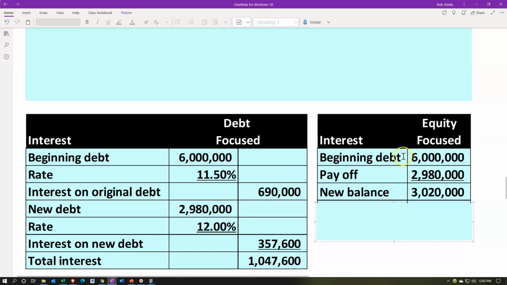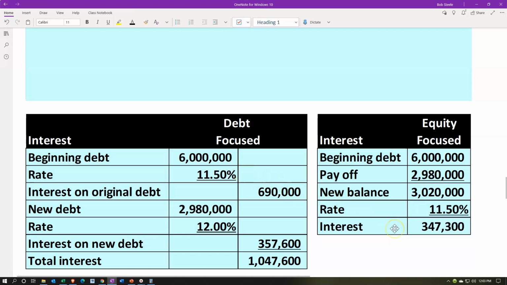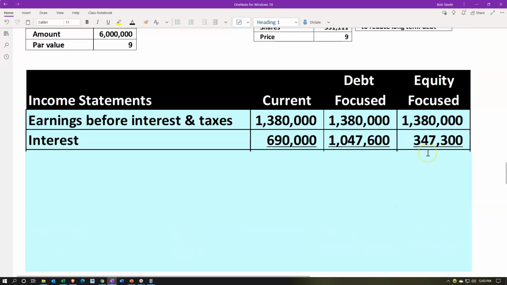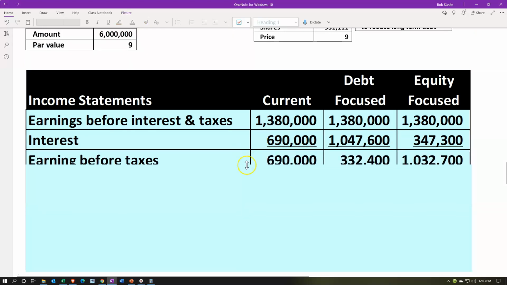And so if we take the beginning balance minus the payoff that we're going to be paying off the debt, that means our original debt is now down to 3,020,000. We're going to multiply that times the 11.5, which is the same rate on that original debt. And that means that now under this plan, we're at the 347,300. So 347,300 here. Then we could subtract this out and say, all right, that's going to give us our earnings before taxes. So we're at the 690,000 here.